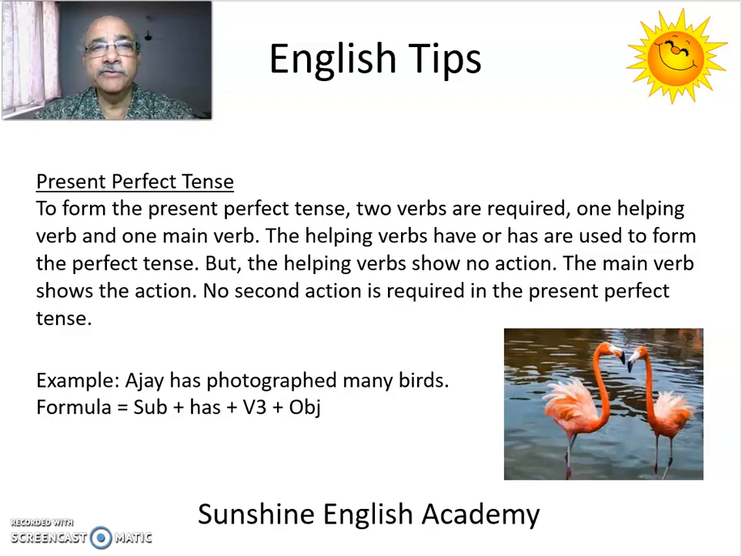Unlike the past perfect tense or the future perfect tense, the present perfect tense requires only one action. In the past perfect tense and future perfect tense, two actions are required. For example, I reached the station, but the train had gone. This is past perfect tense, and there are two actions involved. One is reached and one is gone.